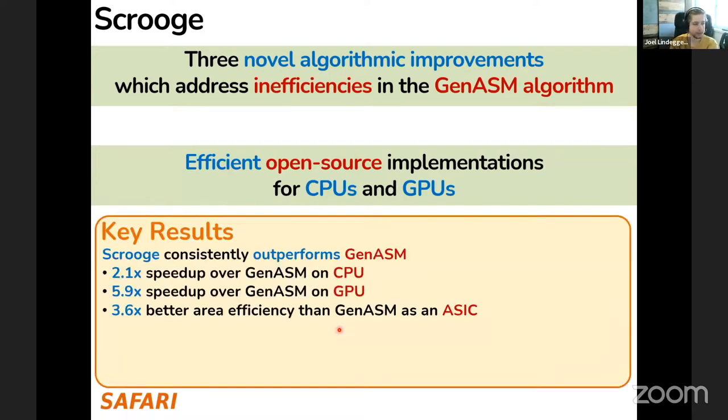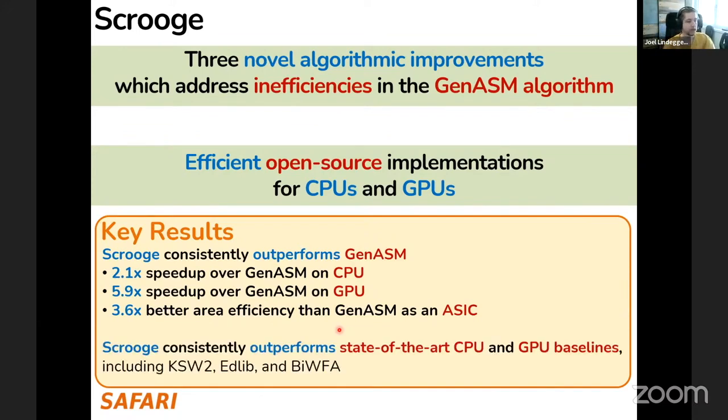In particular, Scrooge consistently outperforms GenASM on CPU, GPU, and ASIC by some 2.1 to 5.9x, depending on the hardware. Scrooge also outperforms state-of-the-art CPU and GPU baselines, including KSW2, EDlib, and BiWFA.